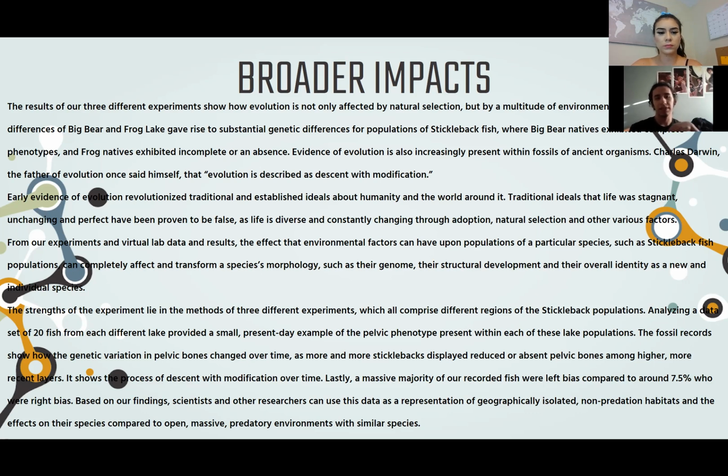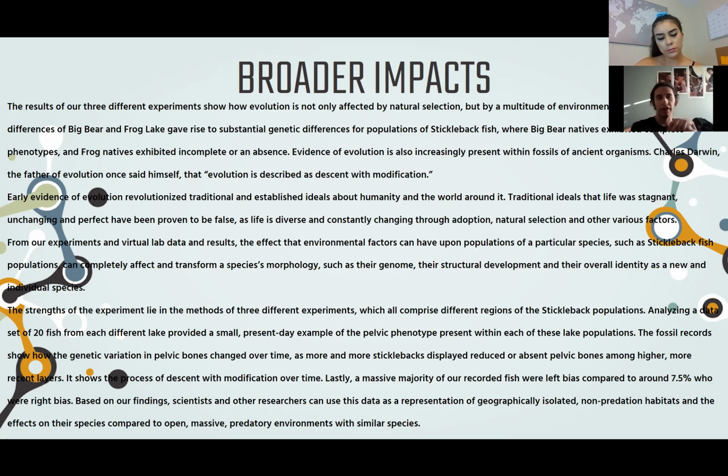The strength in this experiment lies in the methods that we used in our three different experiments, which all more or less gave the same outcome: that evolution is present and these fish are evolving based on their environment. Analyzing the set of 40 fish from each lake provides a small present day example that there is differentiation in these pelvic phenotypes, and that each of these phenotypes is different from the other based on their environment and their surroundings.